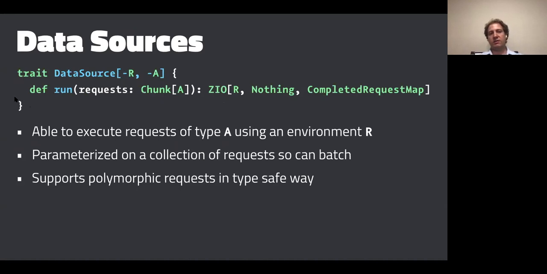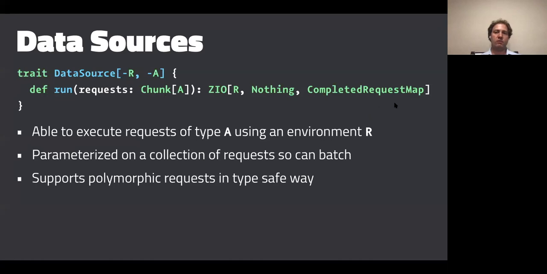A data source then is what's going to contain that logic of how we execute these. A data source is something that potentially requires environment R and can accept requests of type A. It's going to require implementing this run method that takes a set of requests, so not just one request but a group of requests, and is going to return this completed request map, which you can think of as a kind of sink that allows you in a type-safe way to return the results of these requests. These requests might all be, say, user requests, but a user request might be an algebraic data type that has some subtypes that return integers, some subtypes that return strings, and some subtypes that return users. So we need to make sure that each time we put a value in here, the type that we're returning corresponds to the type of the request, but they're not all going to be the same types.